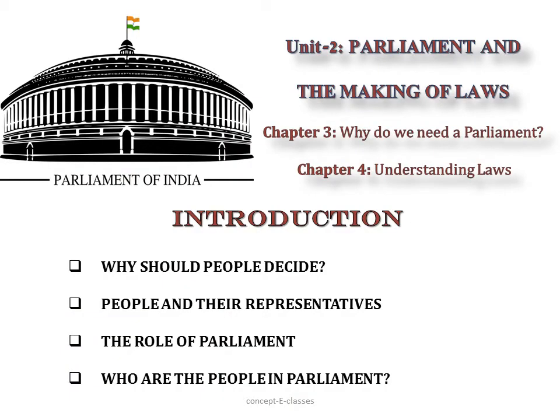So in Unit 1, we studied about the Indian Constitution and secularism, and we covered that unit in 2 chapters. Here also, Unit 2, Parliament and the Making of Laws, consists of 2 chapters. First we'll study why we need a parliament, and in the next chapter we'll study the making of laws. So in this chapter, first we'll see why people should decide, then how people elect their representatives to the parliament, then the role of a parliament, and who all are the people in parliament. So let's begin the chapter.